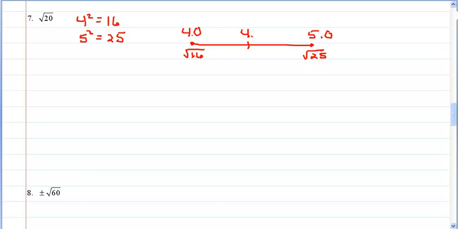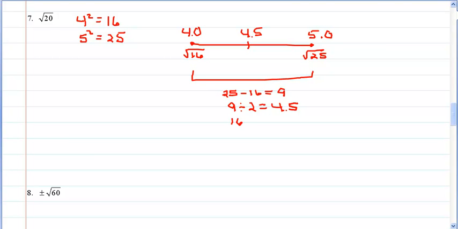4.5 is in the middle. And if I take the difference between 16 and 25, we get 9. 9 divided by 2 is 4.5. And then 16 plus 4.5 is 20.5. And this is how we get the square root in the middle.